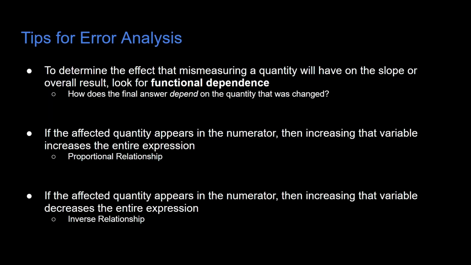So some general tips to determine the effect that mismeasuring something will have on the slope or the overall result, look for an equation that relates the slope to that quantity. And how does changing that change the whole thing? So this is all about functional dependence. For example, the two easiest ways of looking at this: is the affected quantity in the numerator? Well, then the two are related. So if one is too small, the other is also too small.